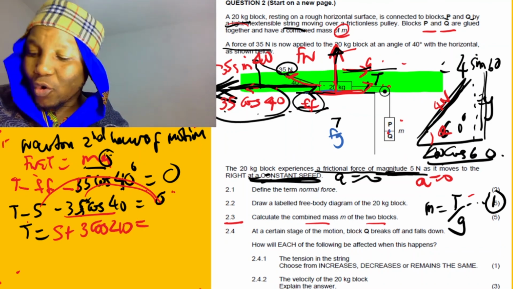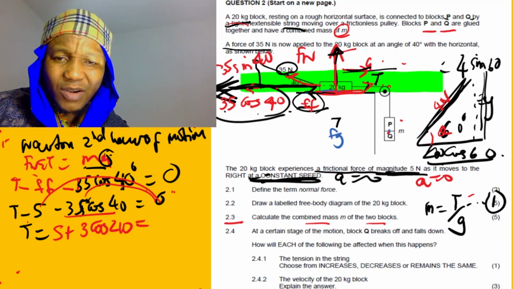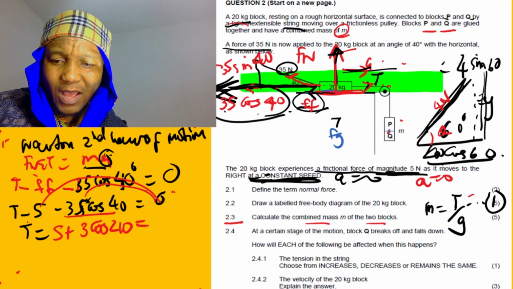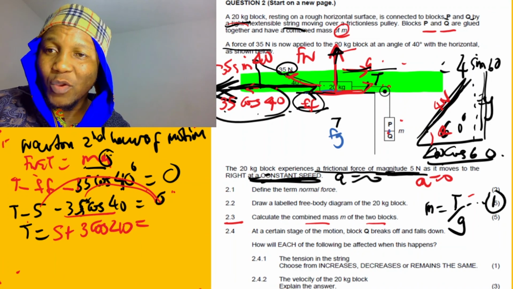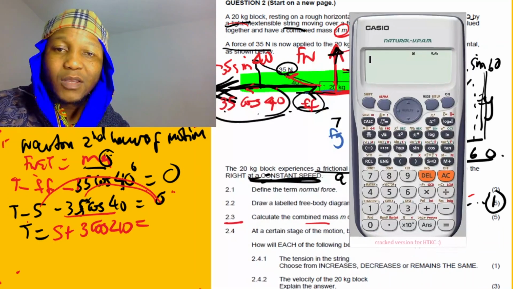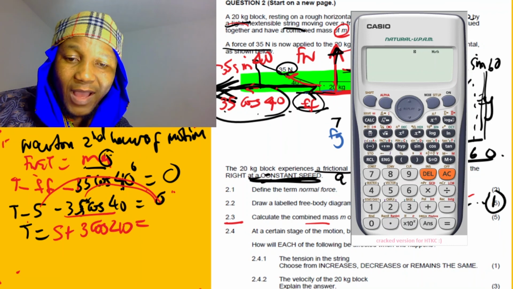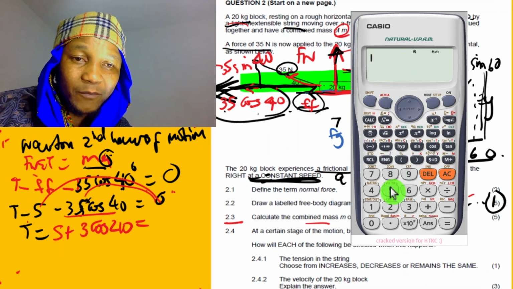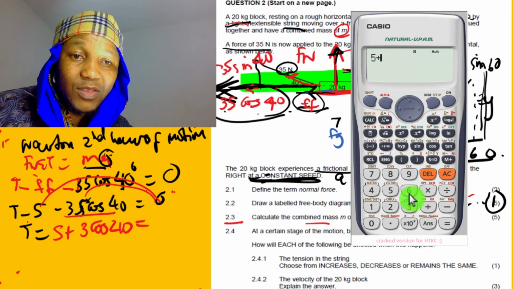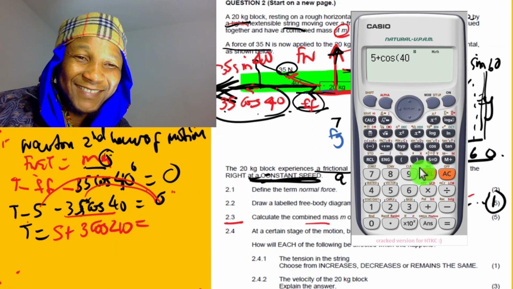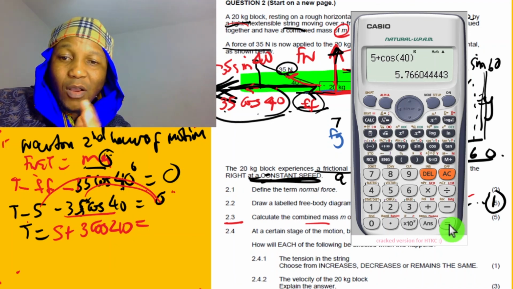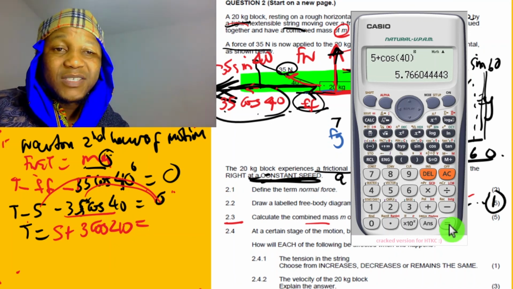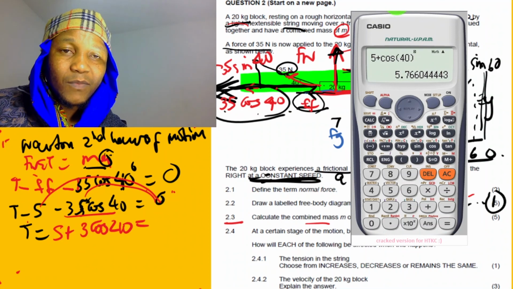So this is going to give us tension equal to, plug in the calculator. Should I really show you how to plug in the calculator? Cos of 40. You know this, but let's show you the easy way. Say 5 plus 35 cos of 40. So this is going to give us 5.76666 something. Okay, we got it.